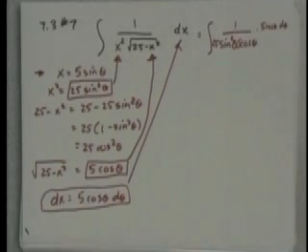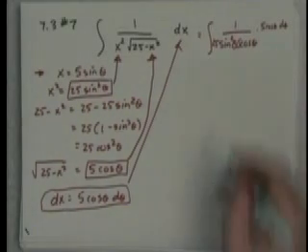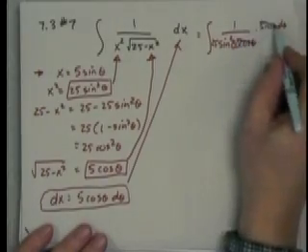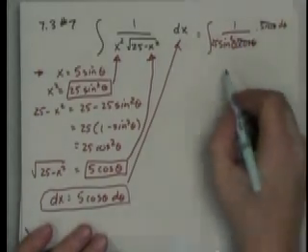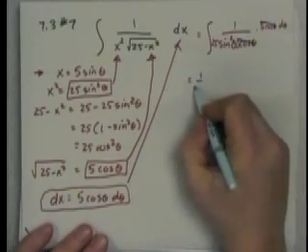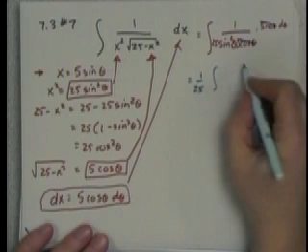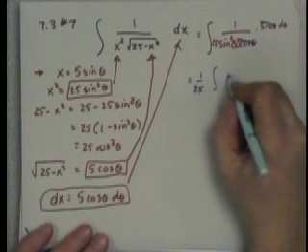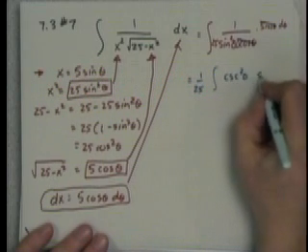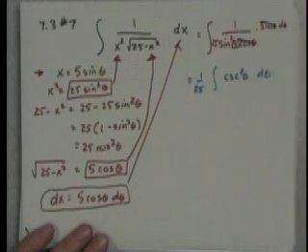Okay, so the 5 cosine thetas are going to cancel, and I end up with 1/25, so I'll pull that out, times the integral of cosecant squared theta d theta.